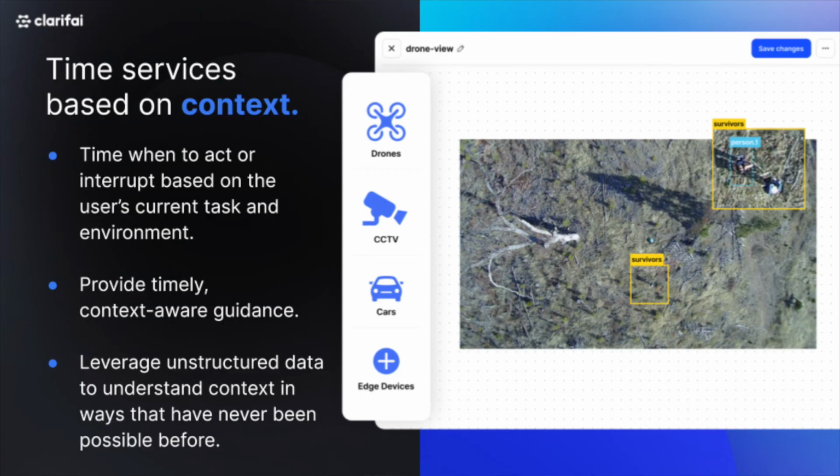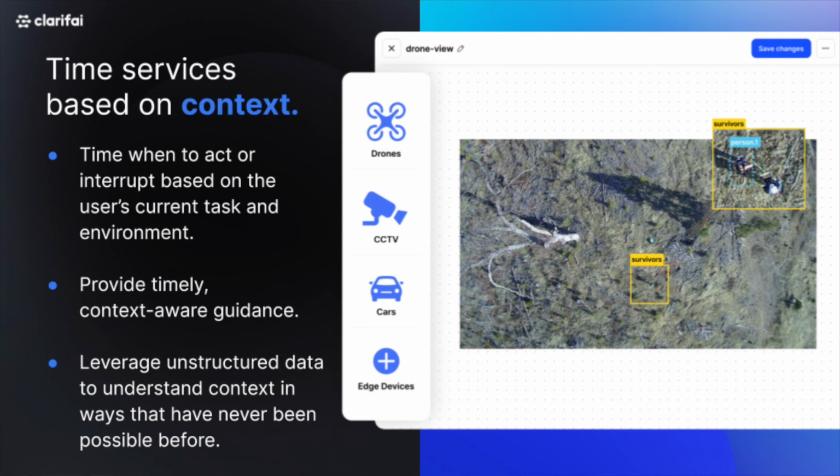So, timing services based on context. This is one of the areas that's really exciting. It certainly relates to all things Software 2.0, but now we are getting into this level of maturity in edge AI, and with Clarifai, we've got our Flare product, which you can see here has been used in searching for missing persons.